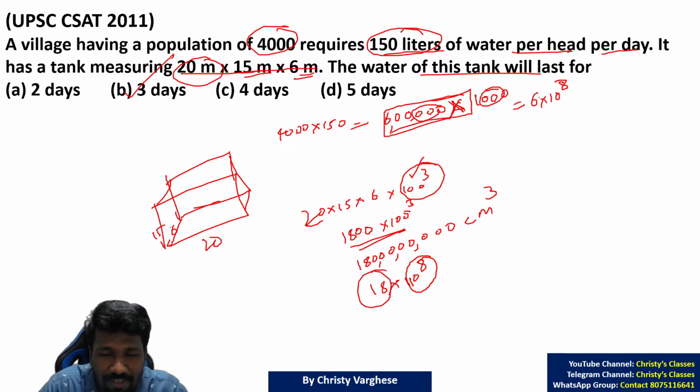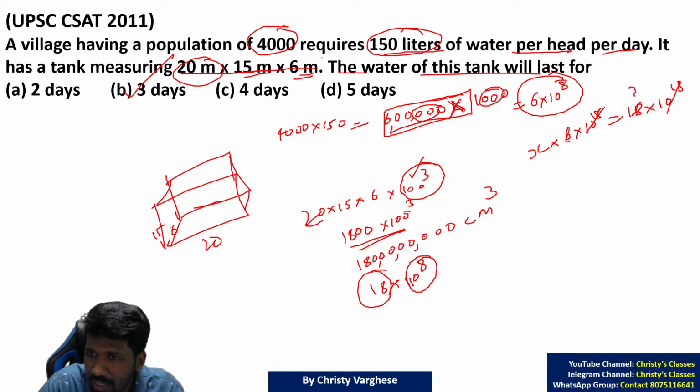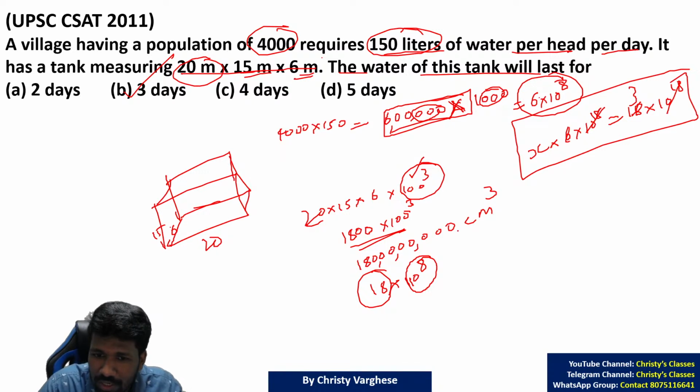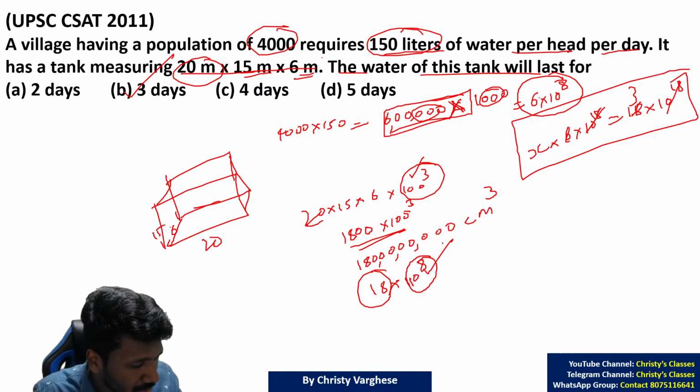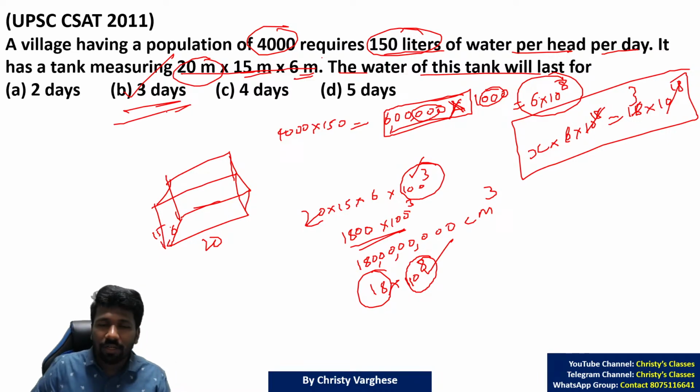Now, so 3 days it will last. You don't have to write the steps mathematically, or if you want, 1 day consumption is this much. So let x be the number of days. So x into 6 into 10 raised to 8 is equal to the total capacity or total volume, 18 into 10 raised to 8. So cancelling 10 raised to 8, 6 and 18, 3. But these steps are not needed. You can think in your mind itself. 6, 3 times is 18. All of you understood this. Very nice question, this one.